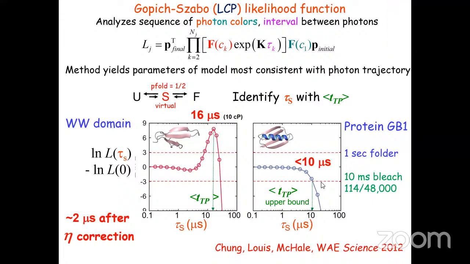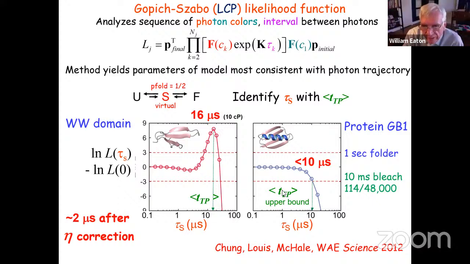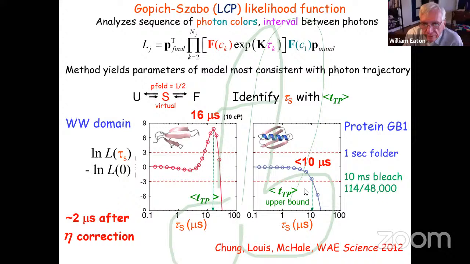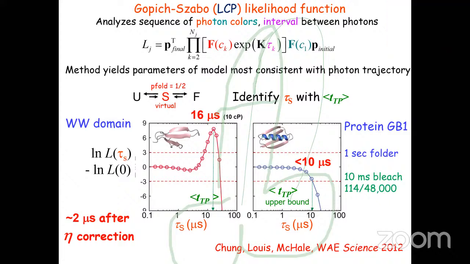that there's a transition state in our trajectory with a lifetime longer than 10 microseconds.